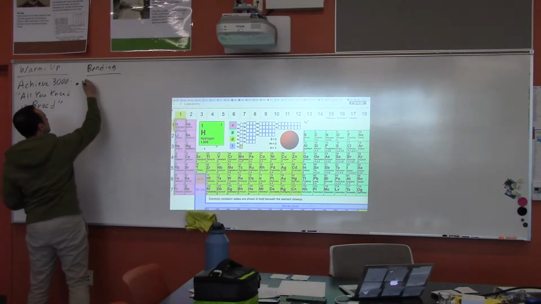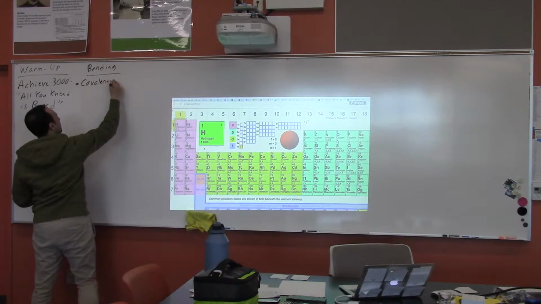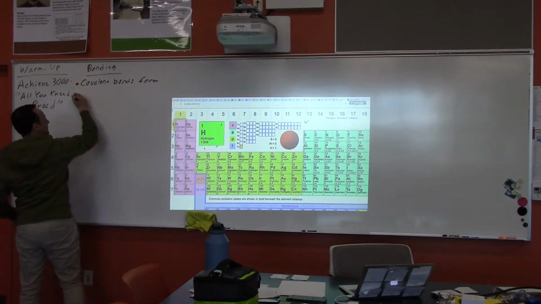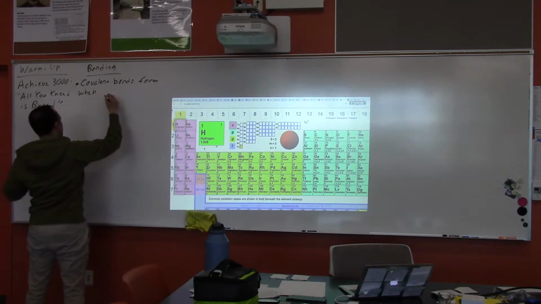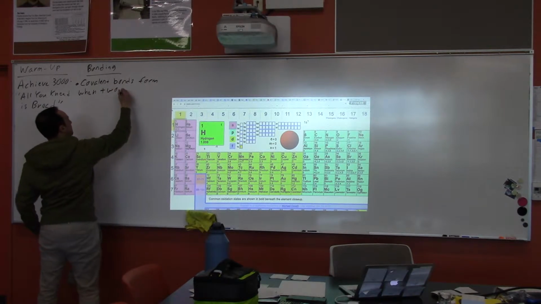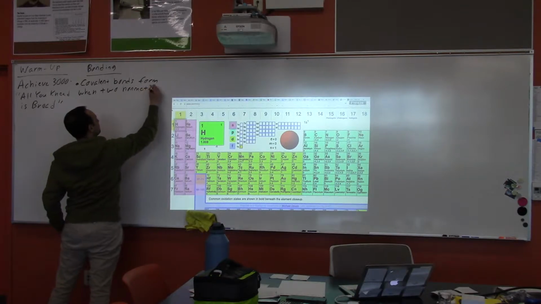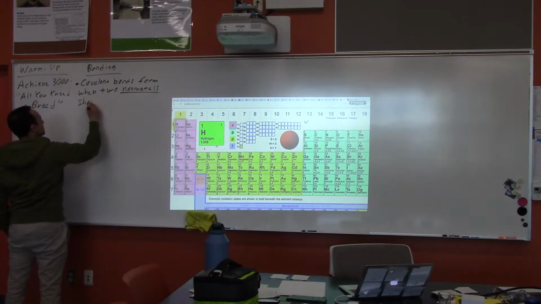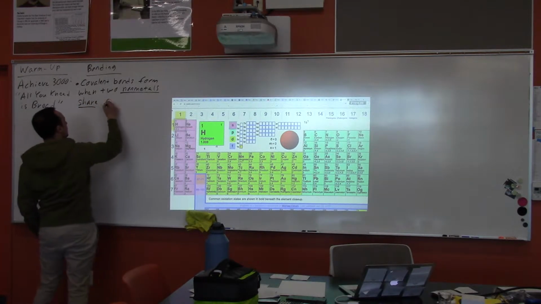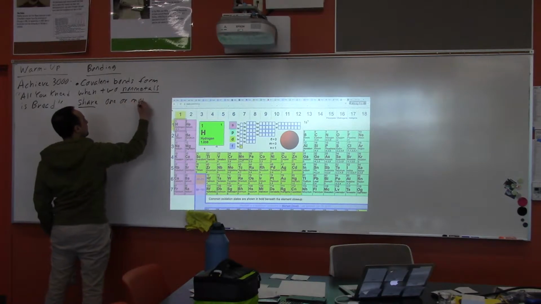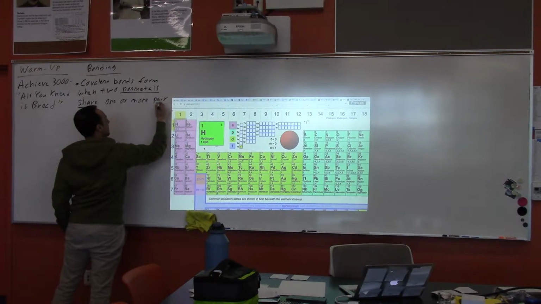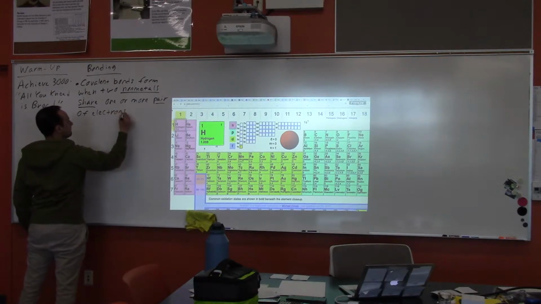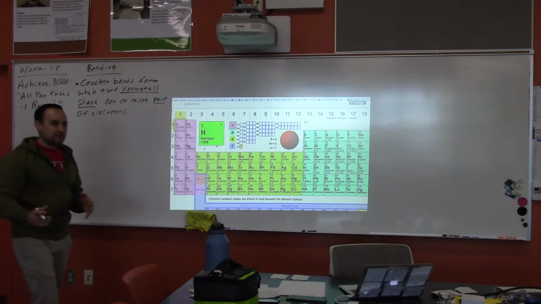So the first one is covalent. So covalent bonds form when two nonmetals, and I'll underline that because they have to be nonmetals, okay, share, and they have to share it, okay, one or more pair of electrons. Okay? So, nonmetals sharing electrons.